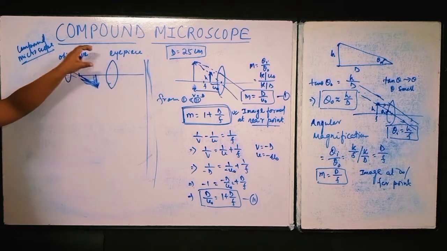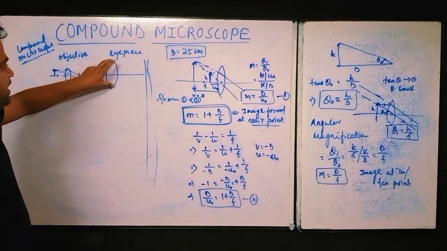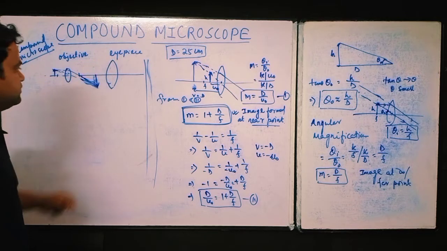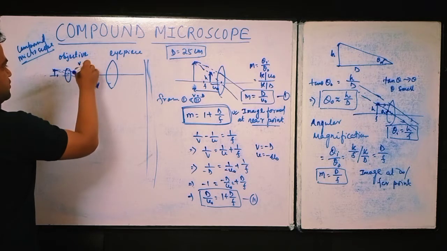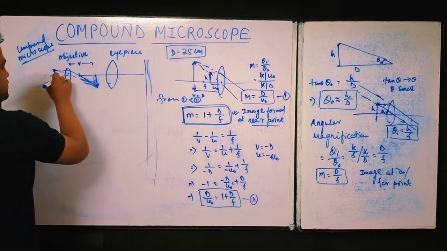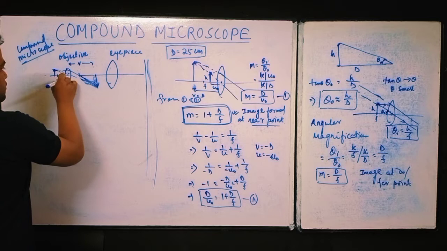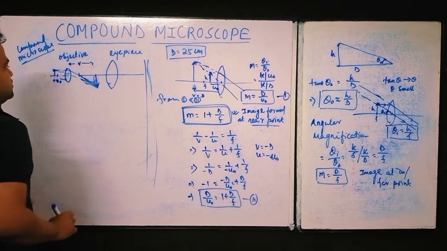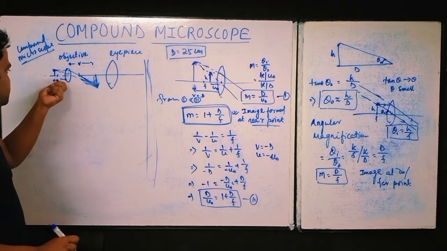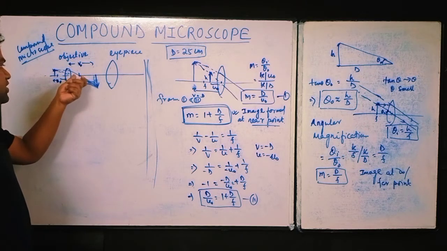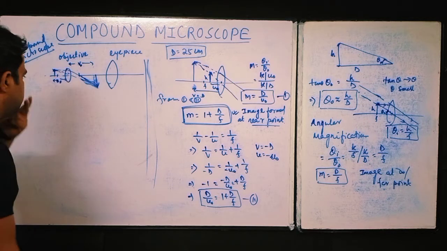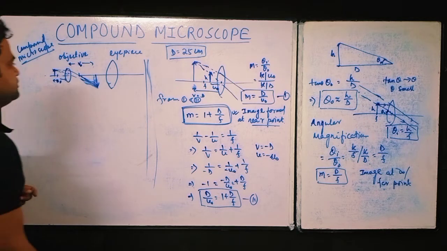Now the image formed here will act as an object for the eyepiece. This is very important. So this is your V, image distance. This is your U, object distance, or U0 you can say. This is the object distance of the objective, and this is the image distance formed by the objective. U0 and V0 also you can represent.